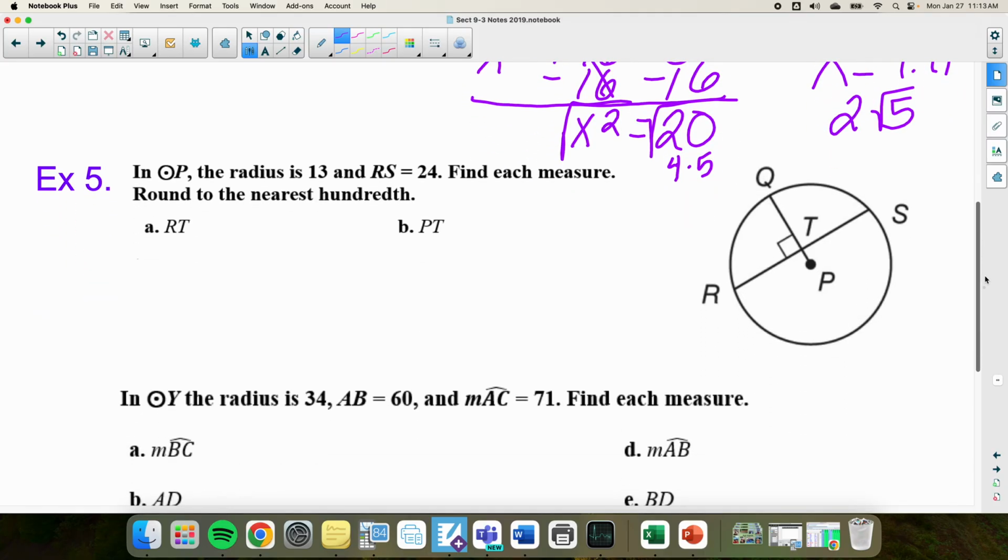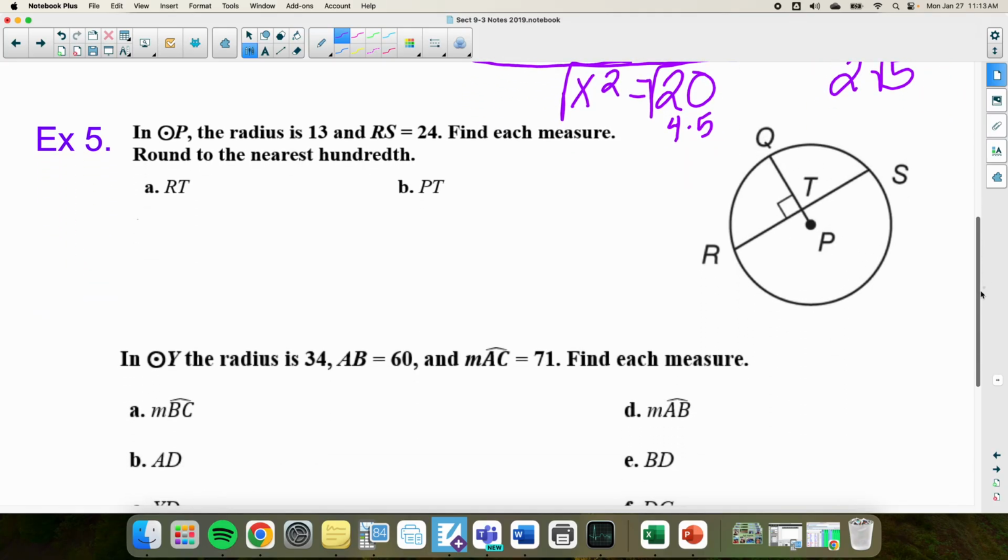Okay. Now let's look here. It says in circle P, the radius is 13. Our RS is 24. So if RS is 24, what would each of these be? 12. Okay. Then it says find each measure, and one of them asks for RT. So wouldn't RT just be the 12 that I just wrote?